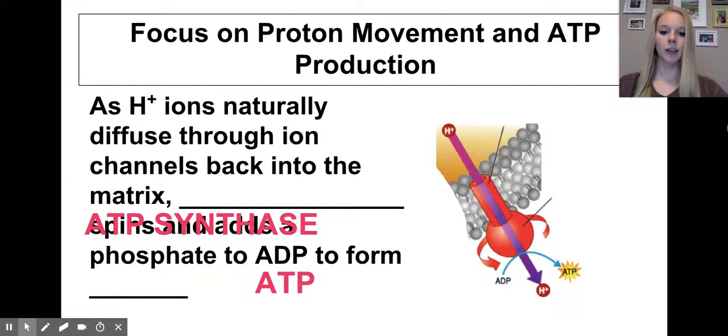As the hydrogen ions diffuse through ion channels back into the matrix, ATP synthase spins and adds a phosphate to ADP to form ATP. This is where a majority of the energy is made during the process of cellular respiration. I know that word is hard to see. I can't fix it. It says ATP synthase.